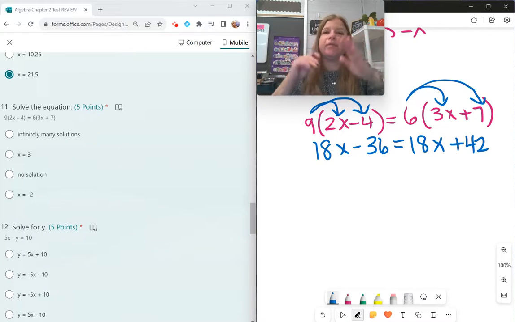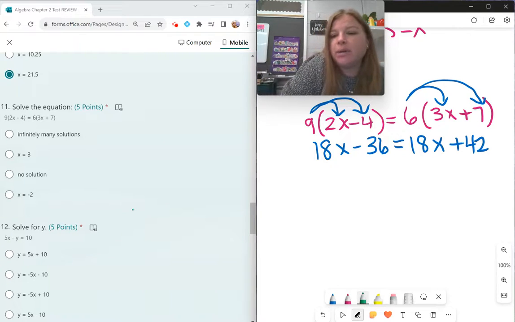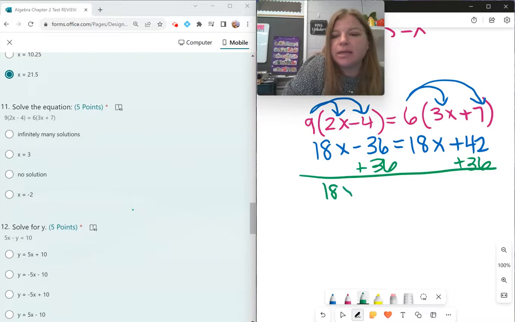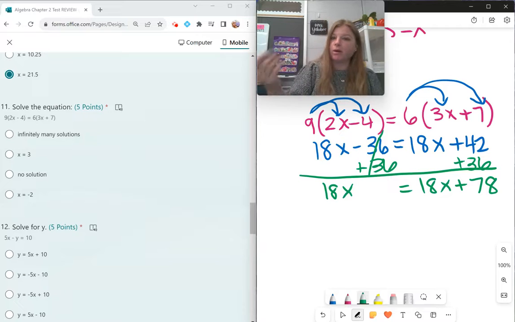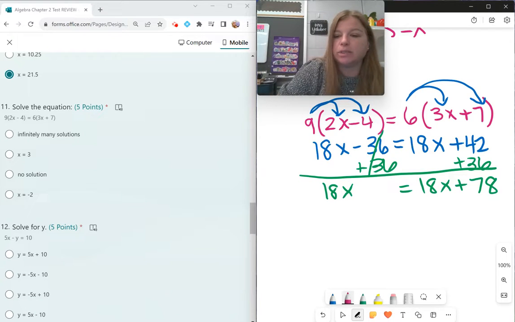Another problem where I have numbers on both sides and variables on both sides. So I could start this however I want. I could say, oh, you know what? Let me add 36 on both sides, plus 36 plus 36. So now I have 18x equals 18x plus 78. Then I would say, oh, I have variables on both sides. Let me go ahead and subtract 18x on both sides.